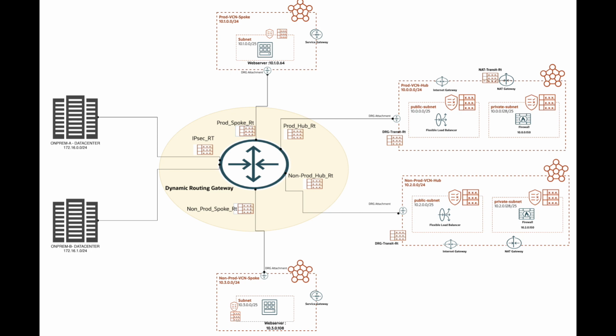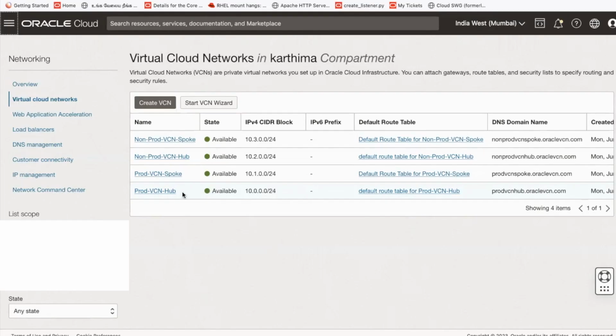Hello all. In this video I'm going to give you a walkthrough of this multiple hub and spoke topology, where customers will typically look for network isolation and segregation in OCI, and how we can get that configured using a single DRG, a prod hub VCN and prod VCN spoke, and you will also have a non-prod VCN hub and a non-prod VCN spoke.